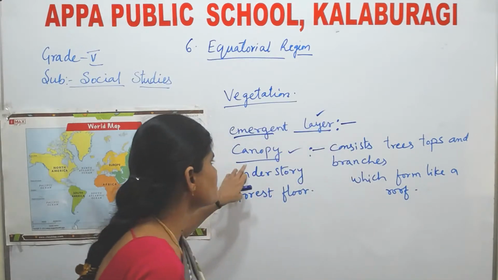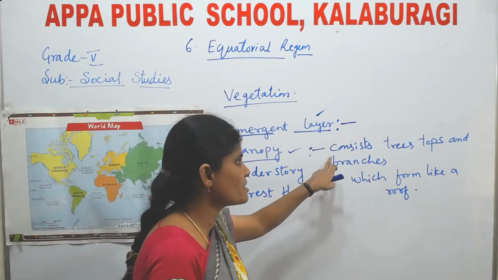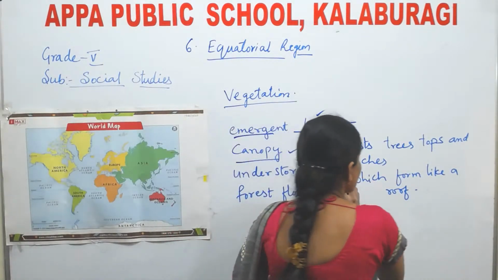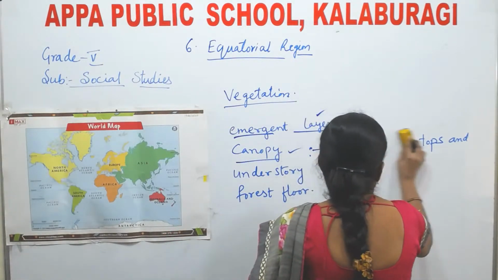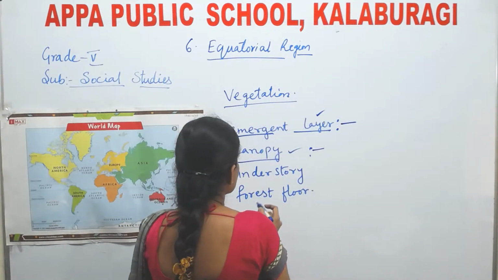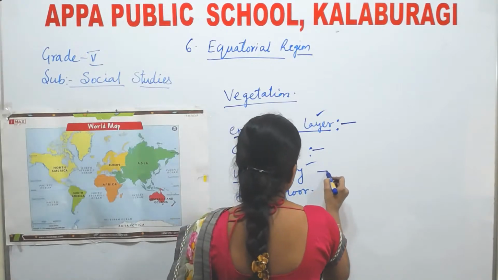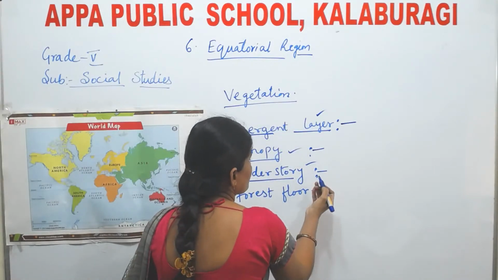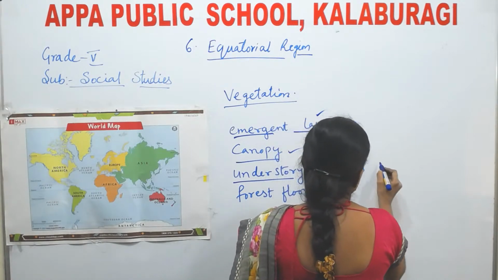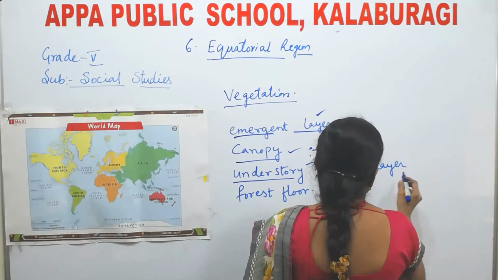See, the second layer is the canopy. This layer consists of tree tops and branches. This acts like a roof. And the next one is the understory. This is the third layer of the forest.